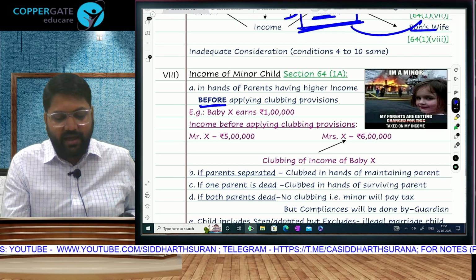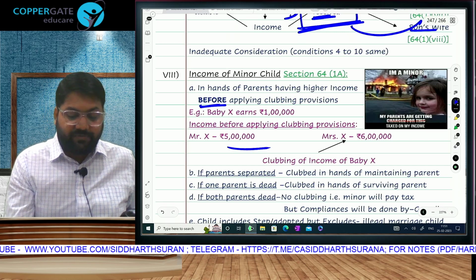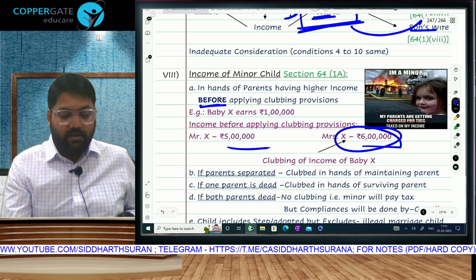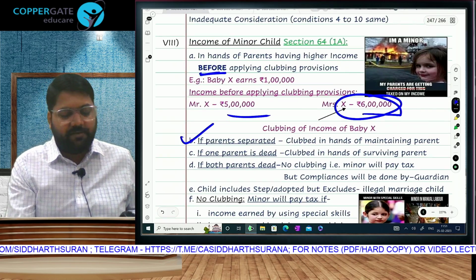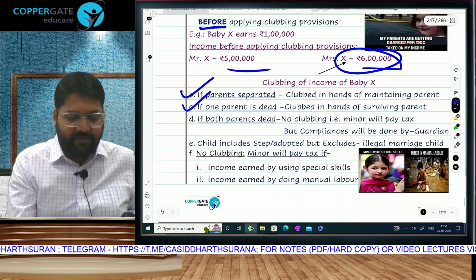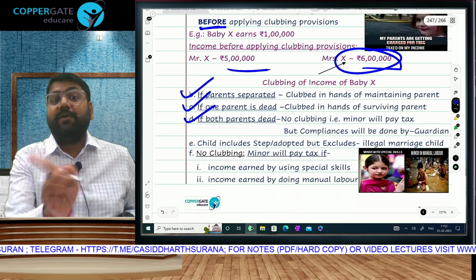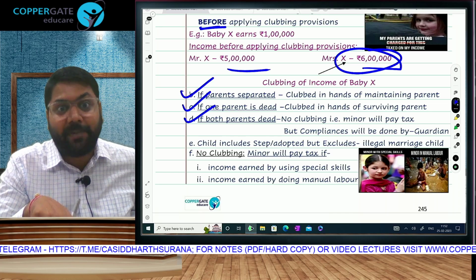That parent which has got higher income before clubbing. So if father ka income is 5 lakh, mother ka 6 lakh, then we will club it here before clubbing whichever is higher. Obviously, if separated, then maintaining parent. If one is no more, then the surviving parent. If both are dead, so clubbing will not be with the guardian. Guardian will only do the compliances.